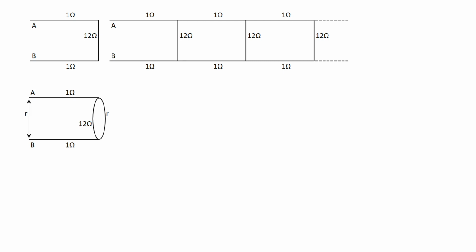So look here, we have this 12 ohms, and let's call the effective resistance R, and this AB is also R. So I'm going to use the value R for resistance instead of x.